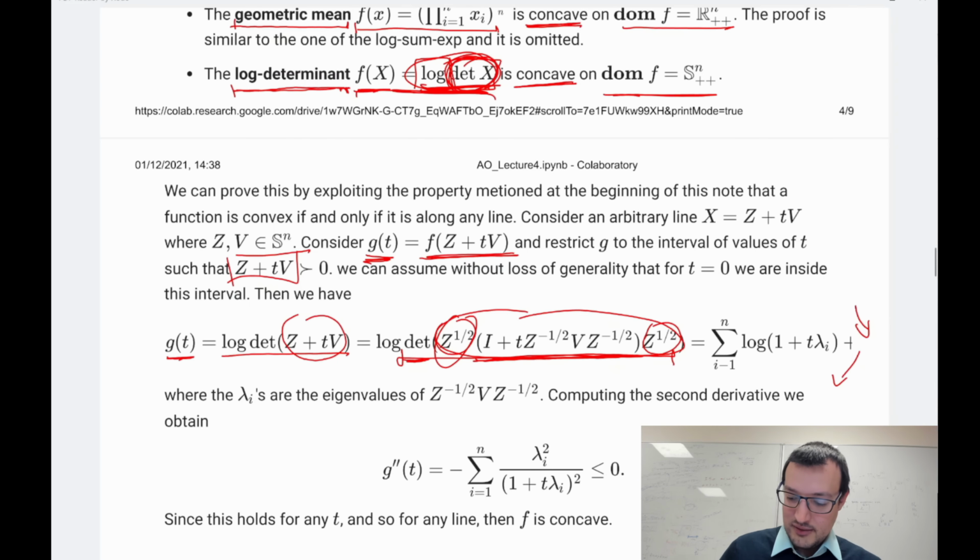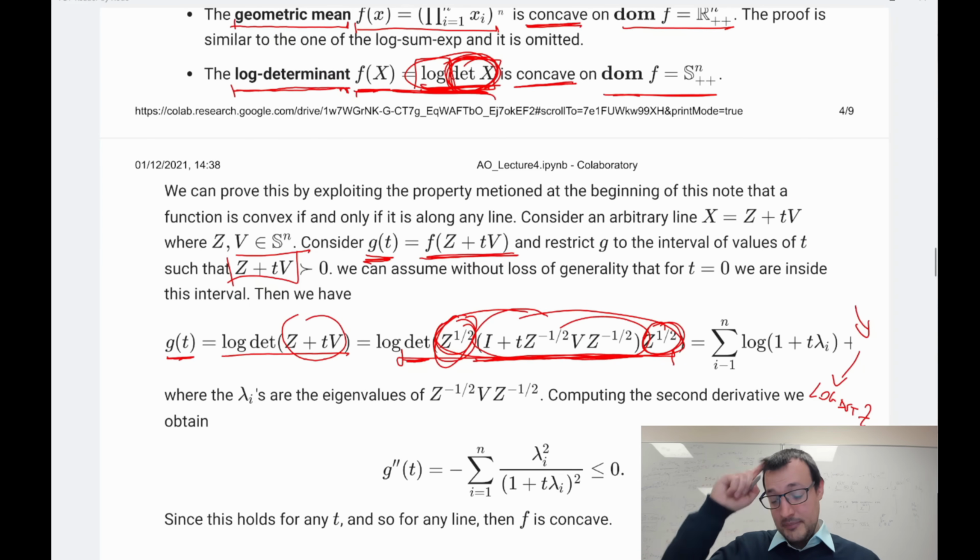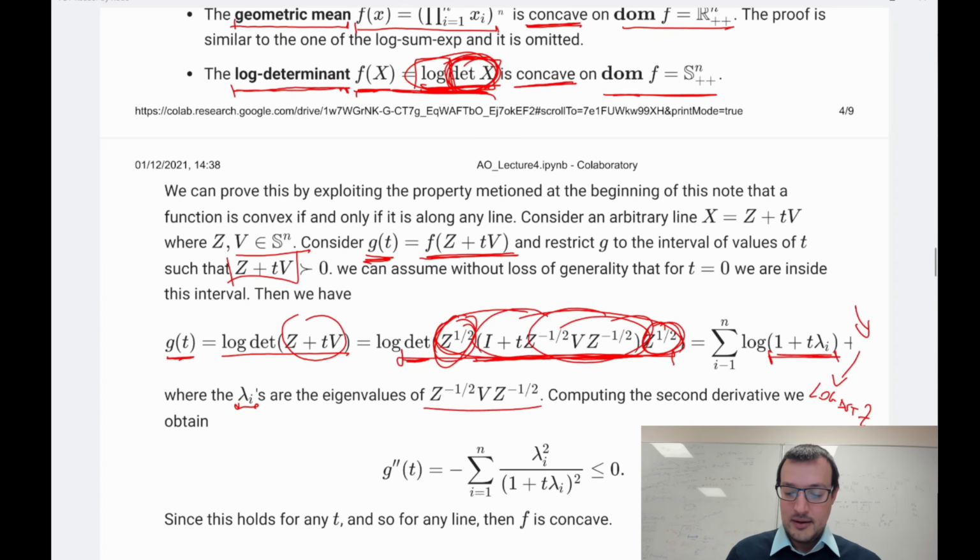Again, maybe there is some mistake, but I'm pretty sure it's something like that, and you can check it. We are just putting together these two matrices, and again the determinant behaves well with respect to multiplication. It becomes a sum, and so we have the log det of this term and the log det of this term. The det of this term can be written in the following way, in which the lambda i's are the eigenvalues of this matrix over here.